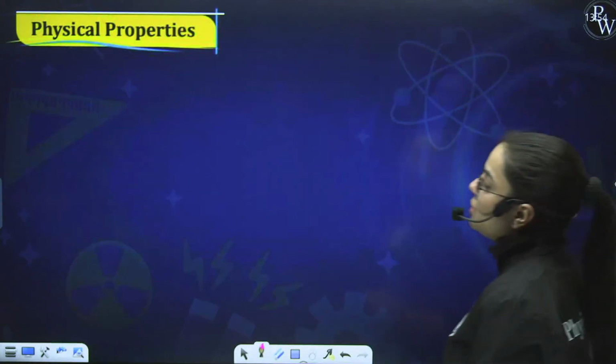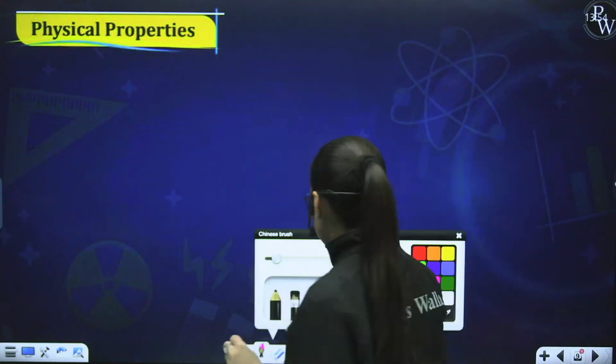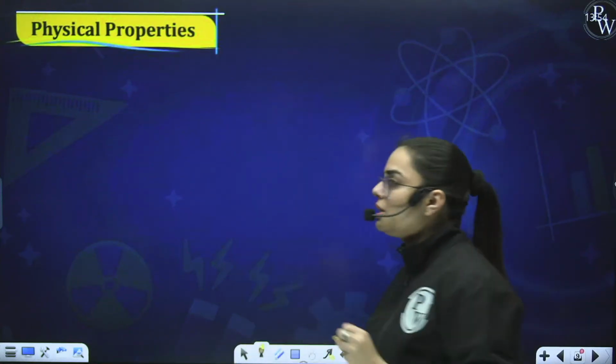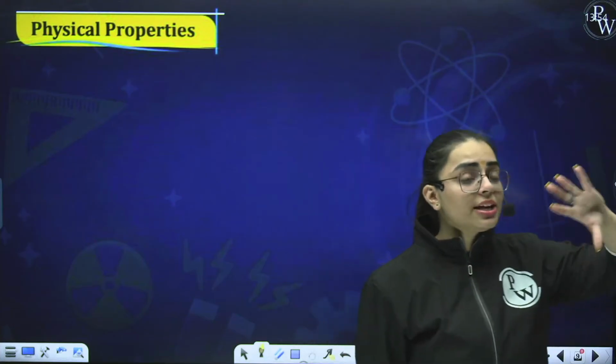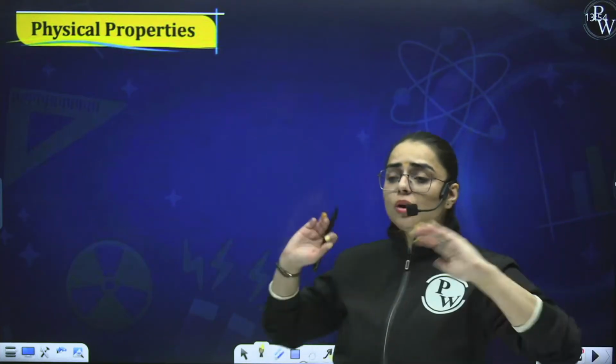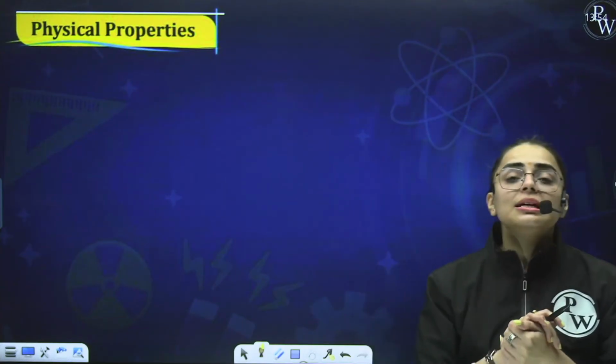Now we are going to start with the physical properties with respect to the nitrogen family. Now we have done the general introduction with respect to the group number 15 elements. Now we are starting with the physical properties. Students, when I am talking about the physical properties, I will be talking about the melting point, the boiling point, its atomic radius, its electronegativity, ionization energy. All of these concepts will be covered in the topic physical properties.